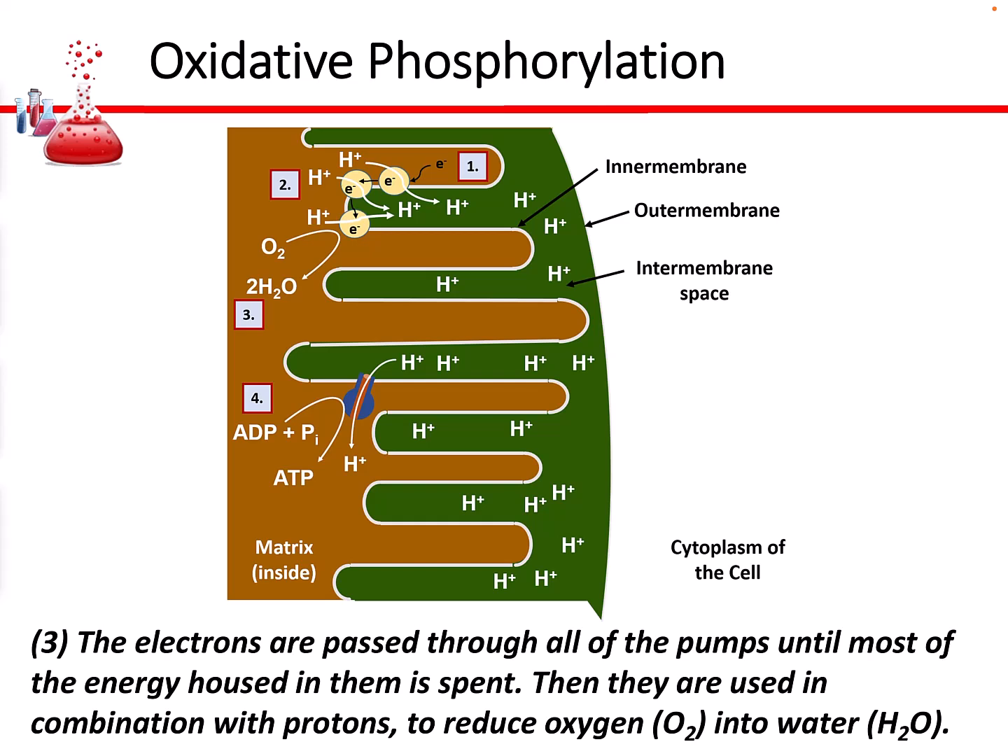So we said the electrons at step 3 get passed through all these pumps until they reach the molecule of oxygen. This is, again, the oxygen that you're breathing, and the oxygen is reduced. It's accepting those electrons. That's the GR part of Leo the Lion says GR. And it is reduced to a molecule of water.